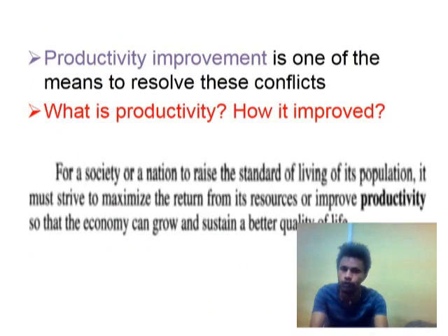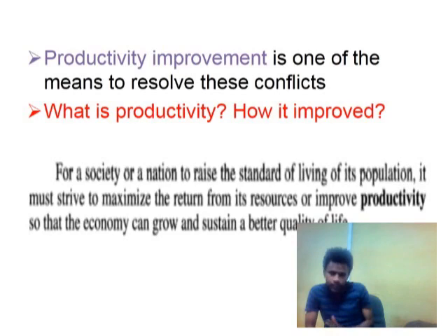So from the perspective of industrial engineering, the main means of resolving this conflict is productivity improvement. They believe that productivity improvement is one of the means of resolving this conflict. I hope you have some questions. What does productivity mean? How can productivity be improved? We will look at productivity and work studies in detail in Chapter 2, but for the time being, let me give you some hints.